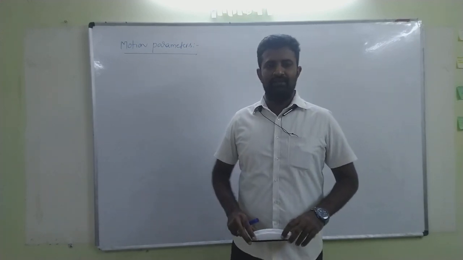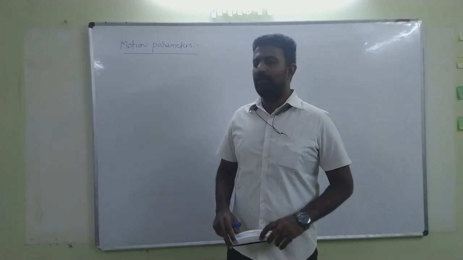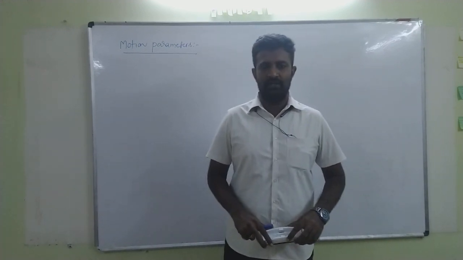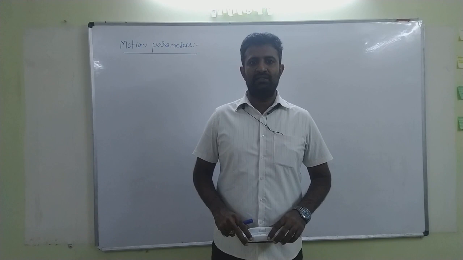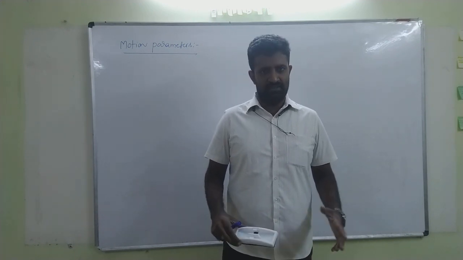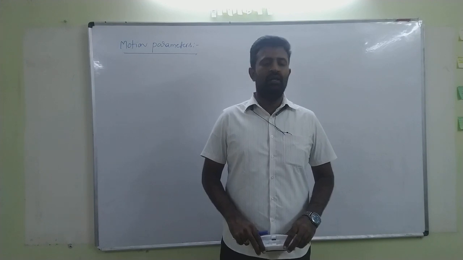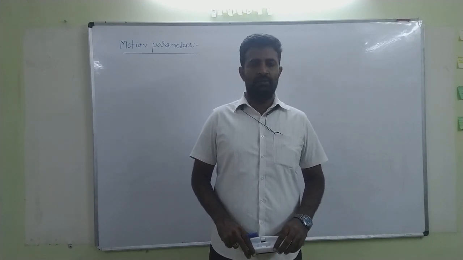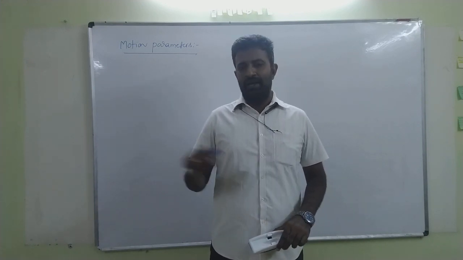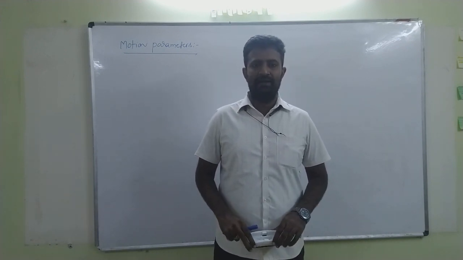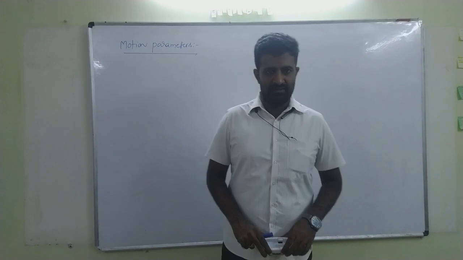Hi students, in this lecture I'm going to discuss motion parameters. In the previous lecture we discussed motion. Motion is always described with respect to an observer, isn't it? That observer we have taken to be the origin of the rectangular coordinate system. Do you remember I told you how to take up the x axis, y axis and z axis? The origin of the coordinate system acts as the observer, isn't it?